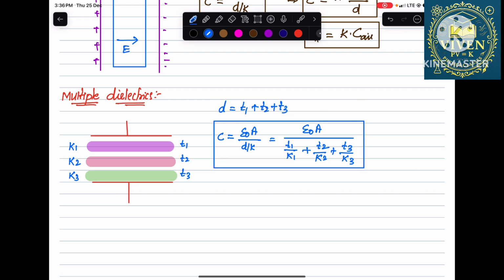What if there are n number of dielectrics placed in the way shown in the figure? For that I can write straight away, C equals epsilon naught A upon T1 by K1 plus T2 by K2 plus so on. You can use this concept straight away.